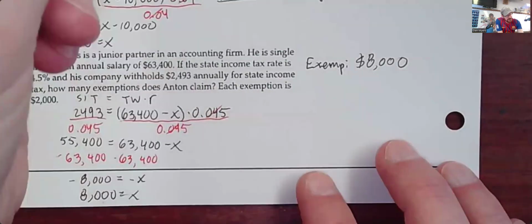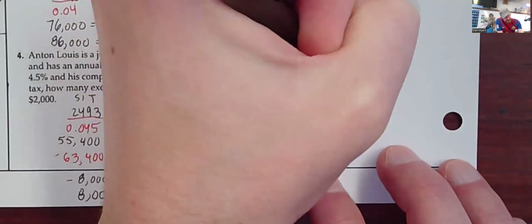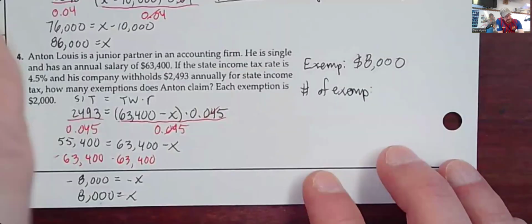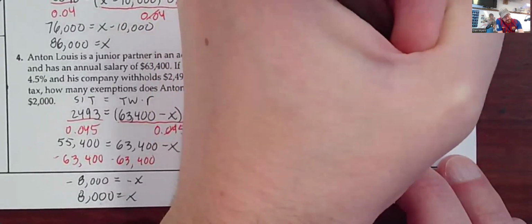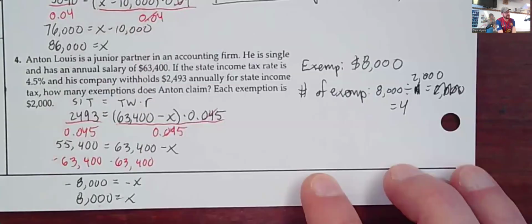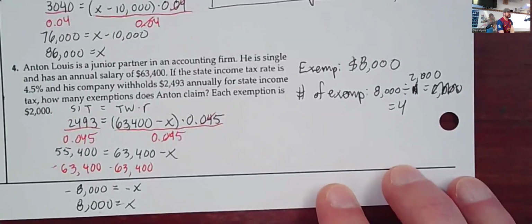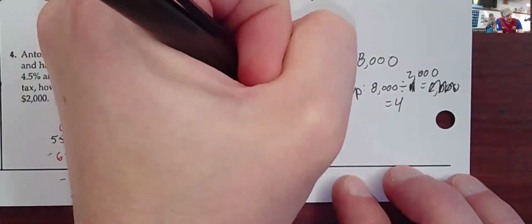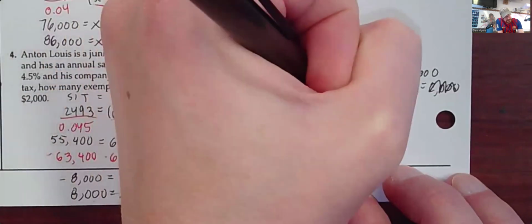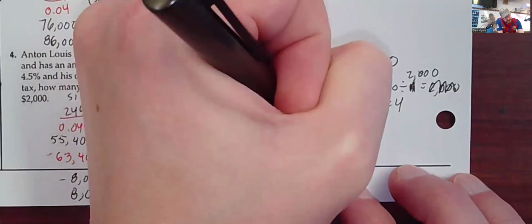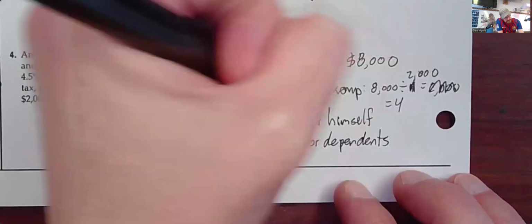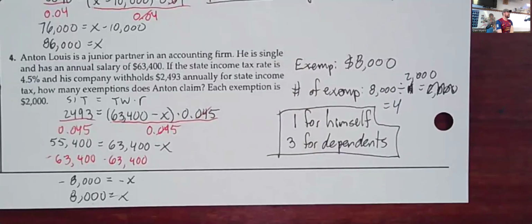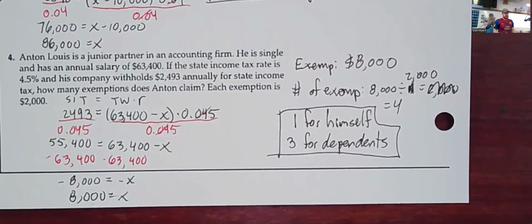Number of exemptions would be 8,000 divided by, not 4, divided by 2,000, which equals 4. So 8,000 divided by 2,000 equals 4. So there are 4 total exemptions. So 1 for himself and 3 for dependents. That's what we're looking at. Cool. Any questions?